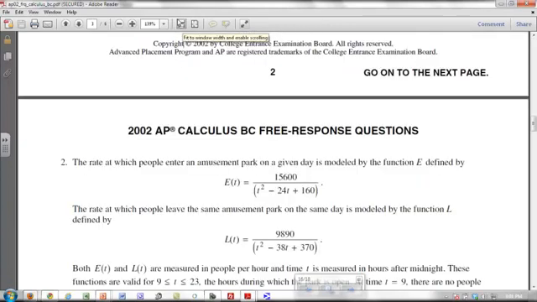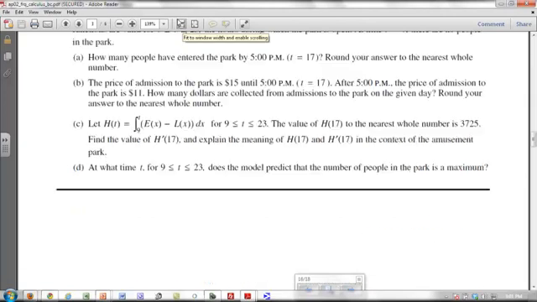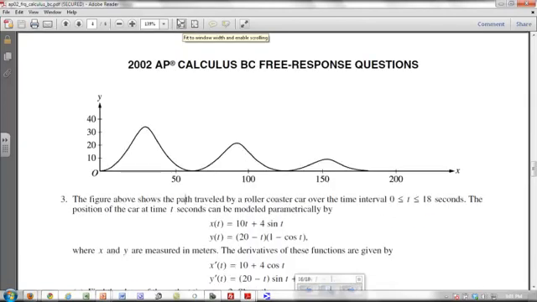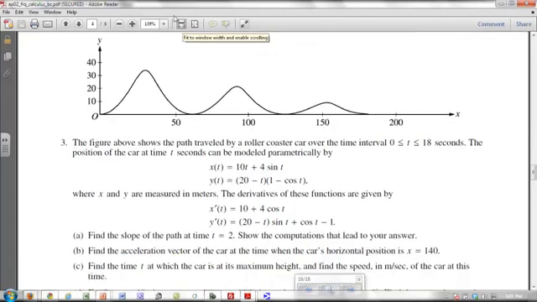Area between the curve problem. Here we go. There's that year's vector problem. Do you notice that they give the position of something in terms of x and y? There's your vector. And then it goes and tells you the derivative of those.